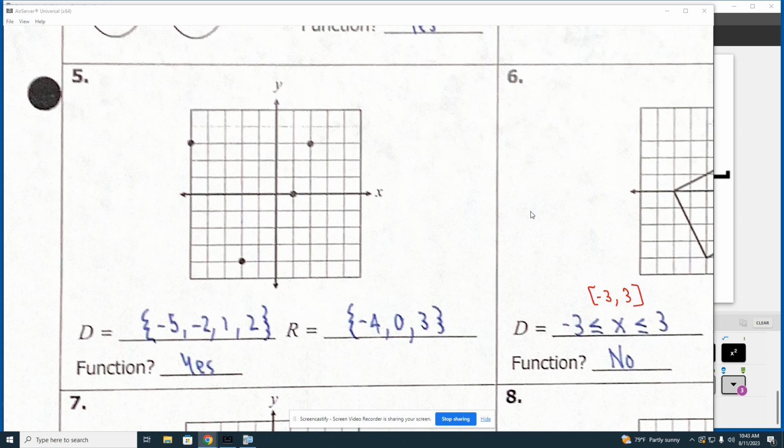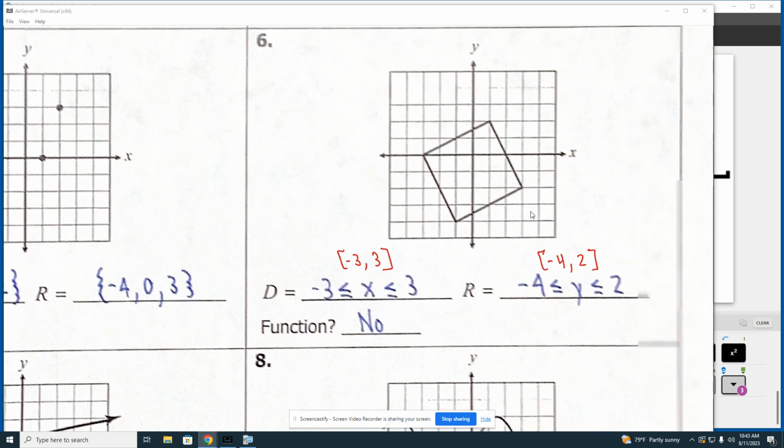Now, picking the x's and the y's may have been a little harder for you guys on this one. So the x's were -5, -2, 1, and 2. And the y's were -4, 0, and 3. 3 was twice, but again, it's okay for y to be twice, right? X can't be twice. Questions about number 5? Moving on to number 6 then.